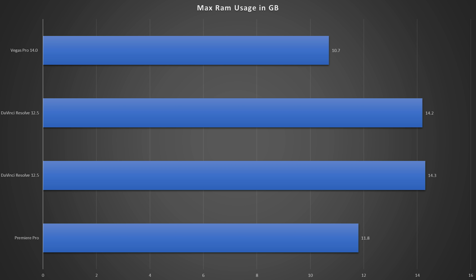As for RAM, it seems that DaVinci is just using the most RAM, with Premiere Pro utilizing a maximum of 11.8 gigabytes, DaVinci utilizing 14.3 in both situations, and the most efficient one being Vegas Pro with 10.7.